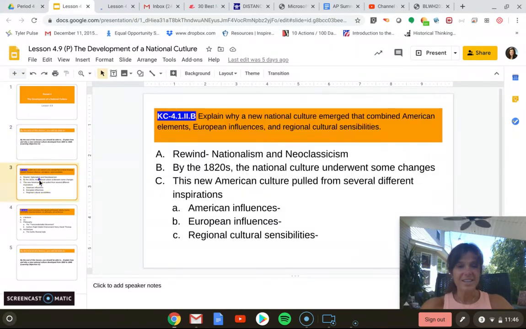Our first key concept is explain why a new national culture emerges that combines American elements, European influences, and even regional cultural sensibilities. Remember, America has 3 separate regions during this time. Let's rewind. In the years immediately following the Revolutionary War, the American culture was focused on nationalism, this idea of national identity, who we were as Americans.